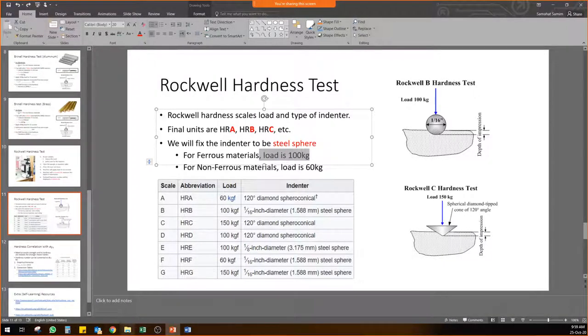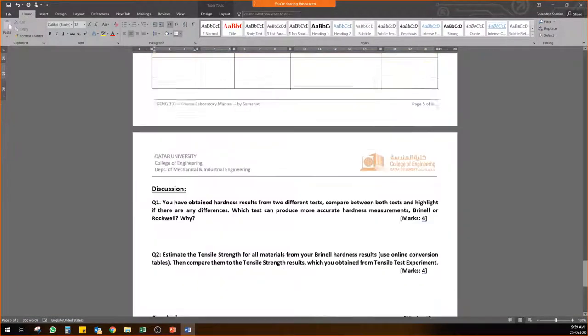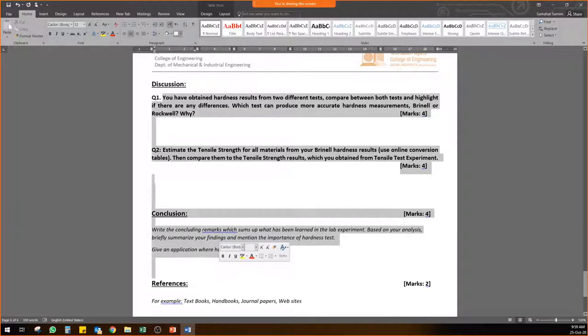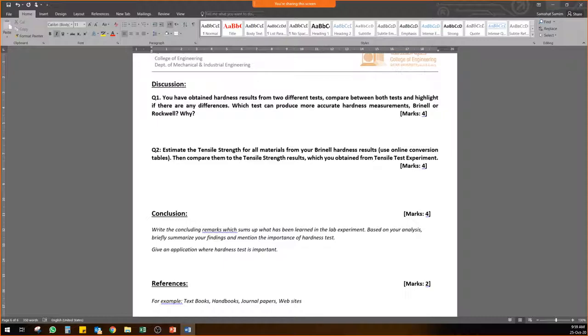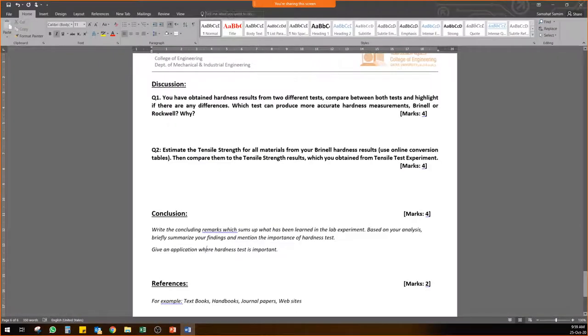The Rockwell hardness testing is a little bit simpler than the Brinell. In the Brinell, you had to do a lot of calculation, but Rockwell was easy. Once you are done with the test, you are able to answer the questions which are given here, and inshallah, you will be able to do fine in this lab report. But there is one question in the discussion part, which says, estimate the tensile strength of all materials you tested. How do you do it?